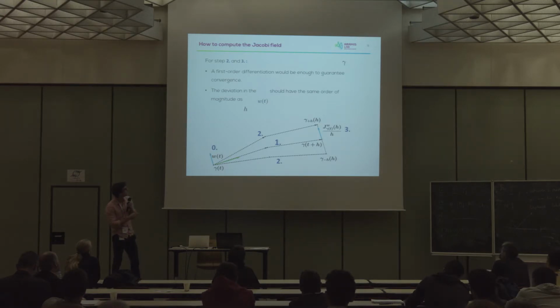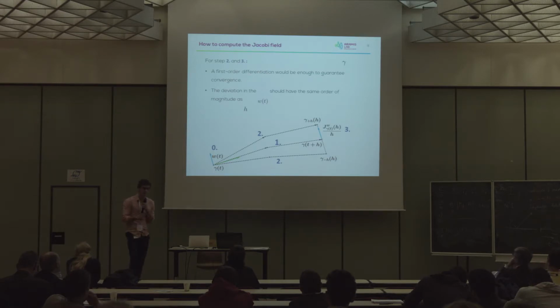And also, I said that the initial condition for this geodesic would be gamma dot of t plus hw of t. And you could have wondered if this would be hw of t or h squared w of t or the square root of h, and it turns out that the best answer is to perturb in the w direction with the same order of magnitude as your integration step.